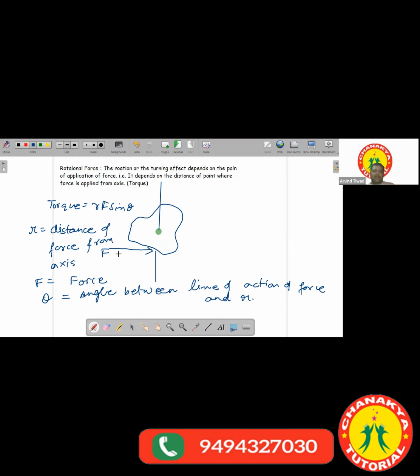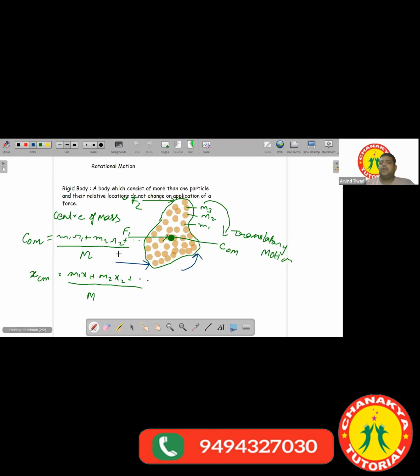I joined a little bit late, and today we had just started with rotational dynamics, or the rotational forces. See, the rotational force, how it works. Suppose I want to rotate an object. Basically, we started with the discussion of a rigid body.